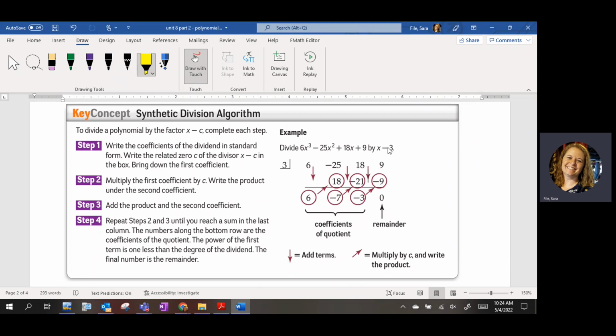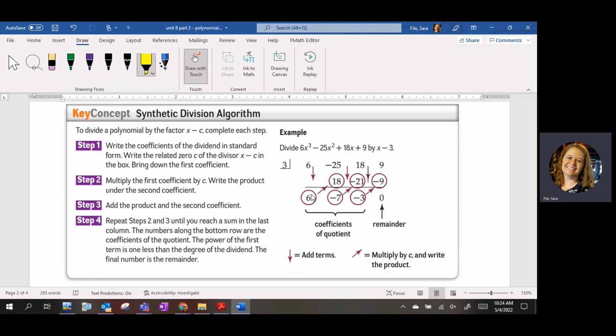So c is this number being subtracted, in this case 3. Okay, it's what would make this equal to 0. It would be +3, right? So that goes in the little box out here. And then you leave an open space and draw a line. And then we start the process.